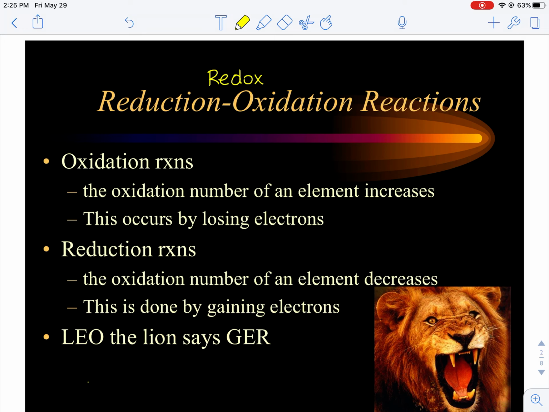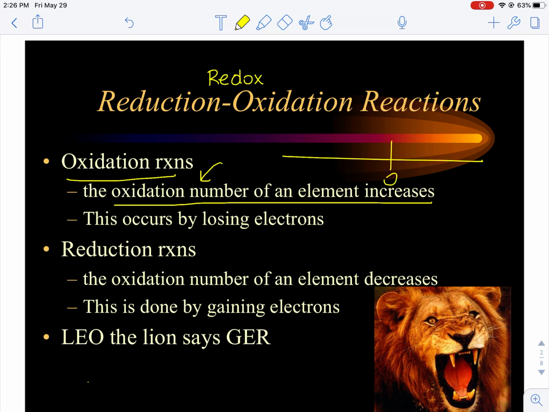If you haven't yet written down the definitions, please do so. An oxidation reaction is one where the oxidation number of an element increases. Last lesson, we learned how to assign oxidation numbers. So if we see a number on our number line moving from 0, let's say, up to something like positive 5, that would be an example of an oxidation number increasing.